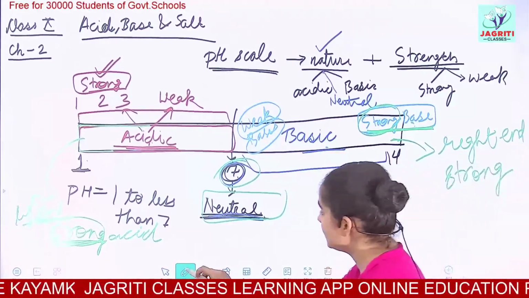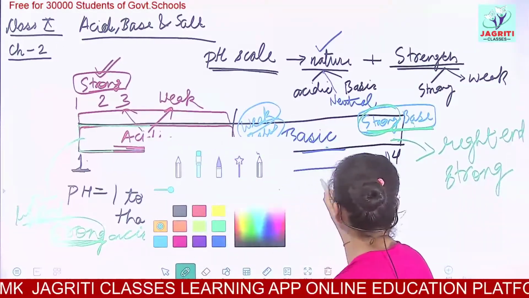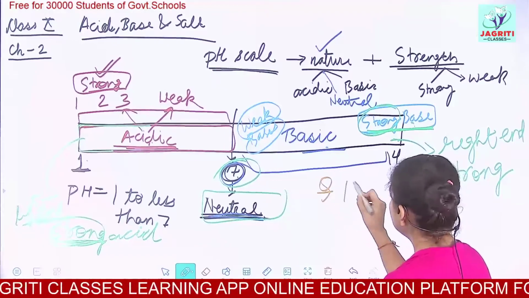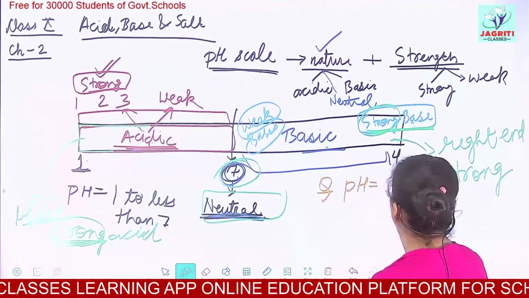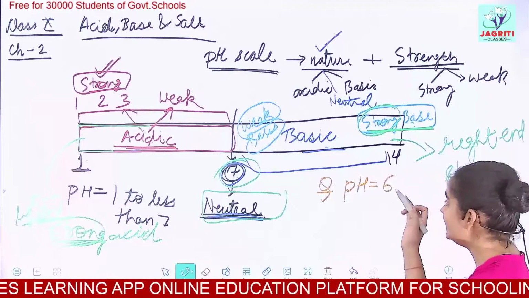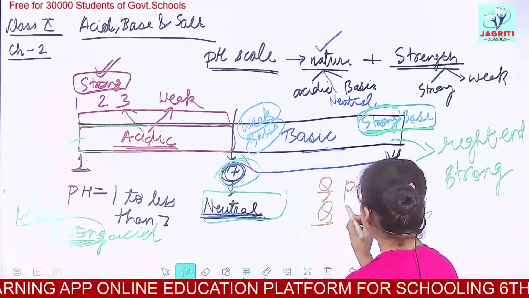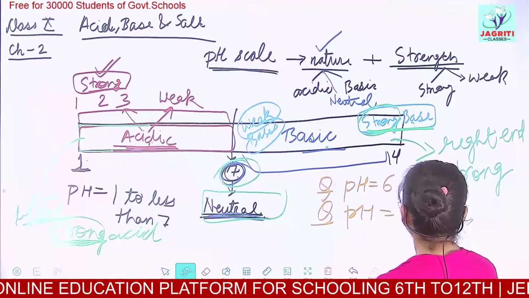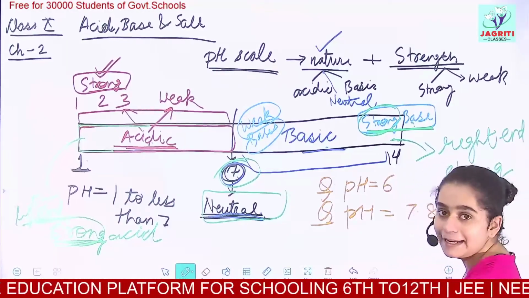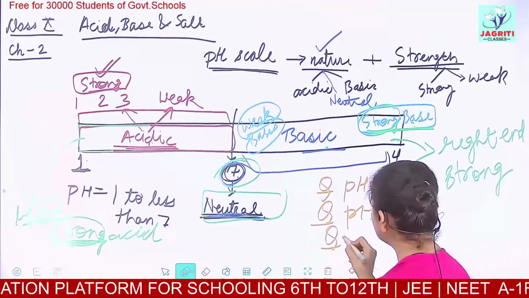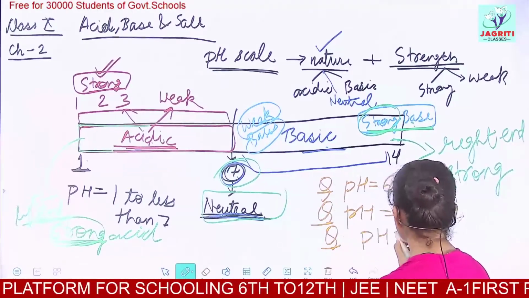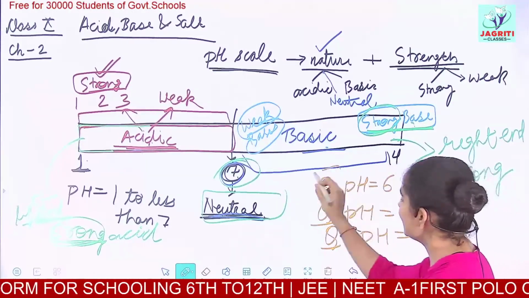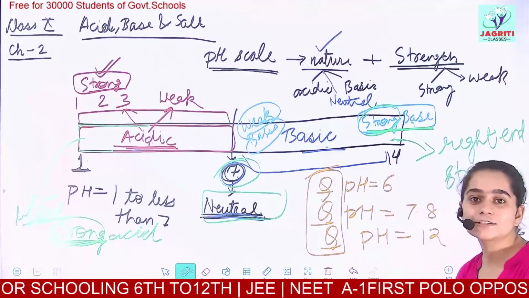Let's suppose I give you an example. If I have a pH value of 6, tell the nature of this. If I have a pH value of 7.8, what would be its nature? And if the pH value is 12, can you guess or tell the nature of these solutions?